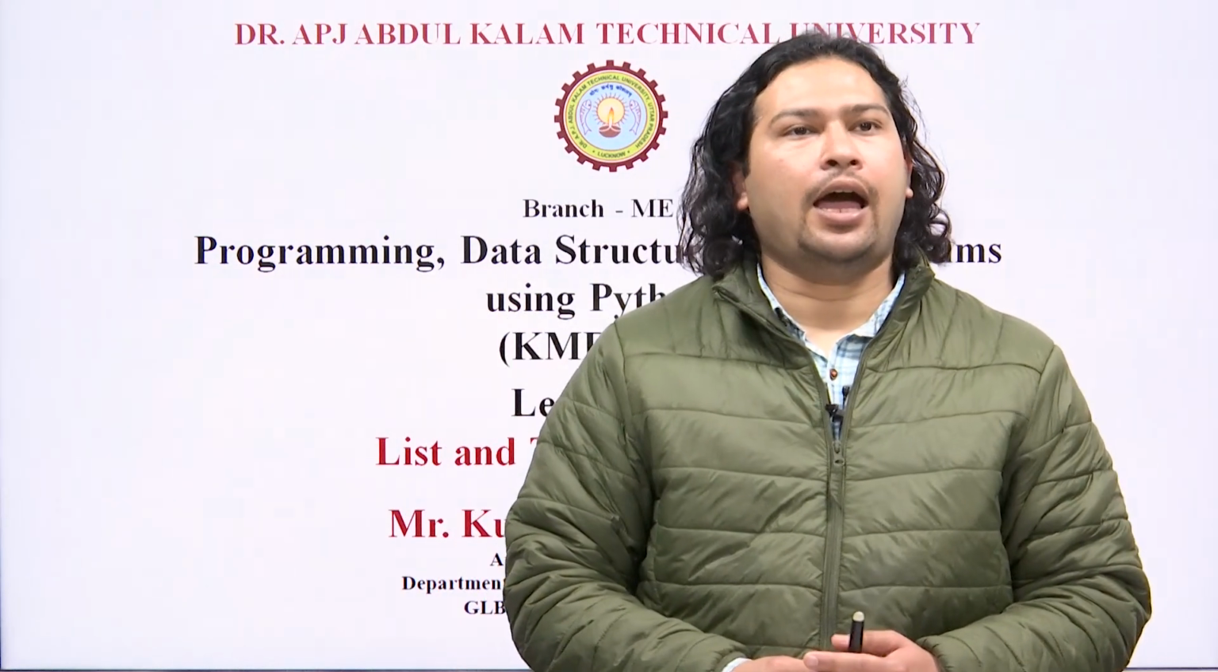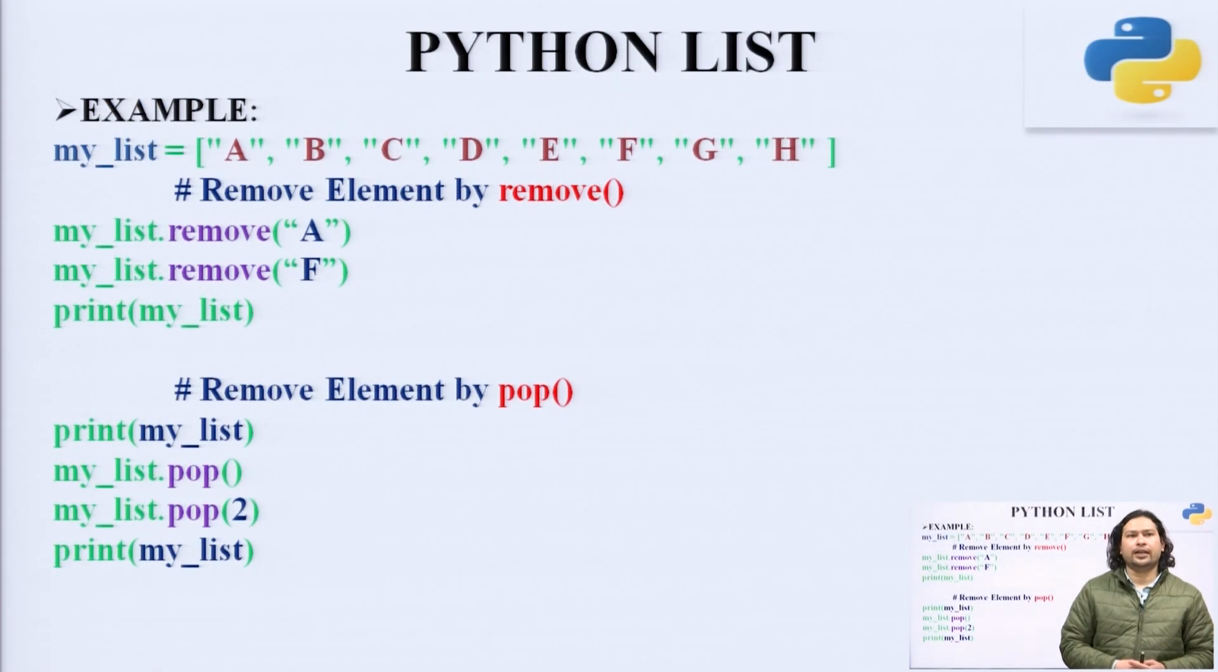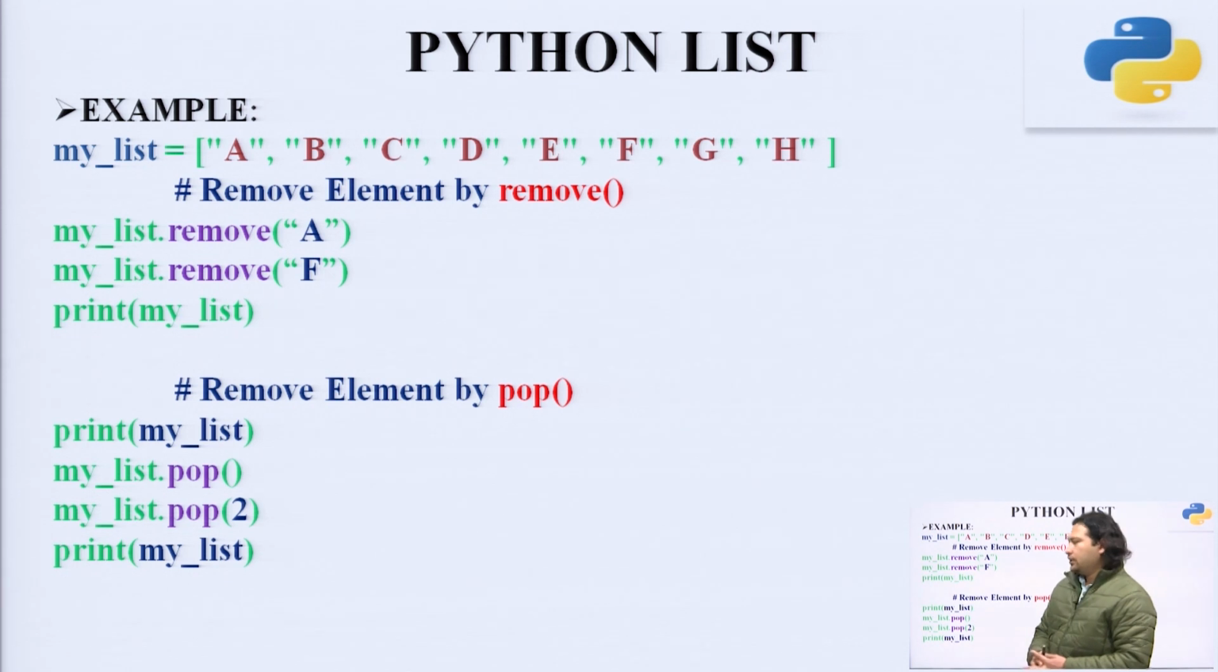Students, now we are starting lecture number 7, and in this we are talking about the list data type and the tuple data type. In the previous lecture we talked about the list data type, and we just started with some methods like the append and the insert method. Let us see some other methods, that is, how we are going to remove elements from the list.